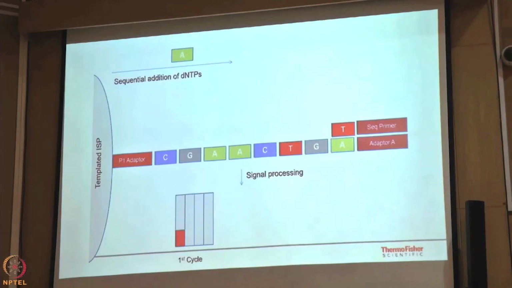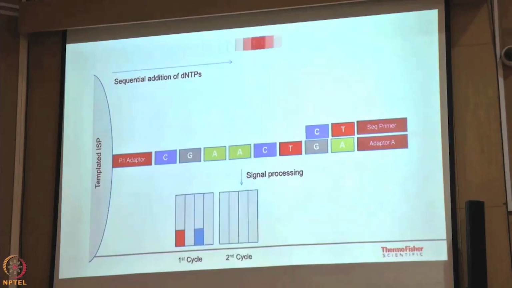Then again, now what happened was, now this system has flown in a dATP. Now the second base in question is G, because they do not have complementarity, this particular base will get washed off. Then this sequential addition of dNTPs will go on, and signals will be captured.